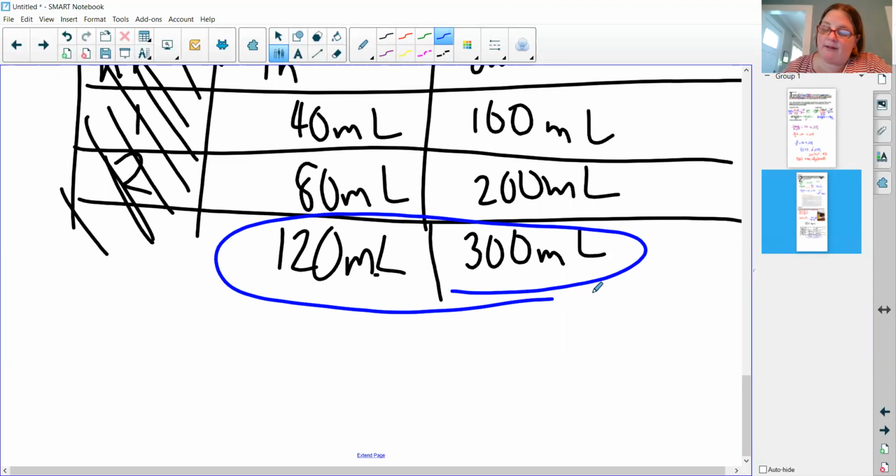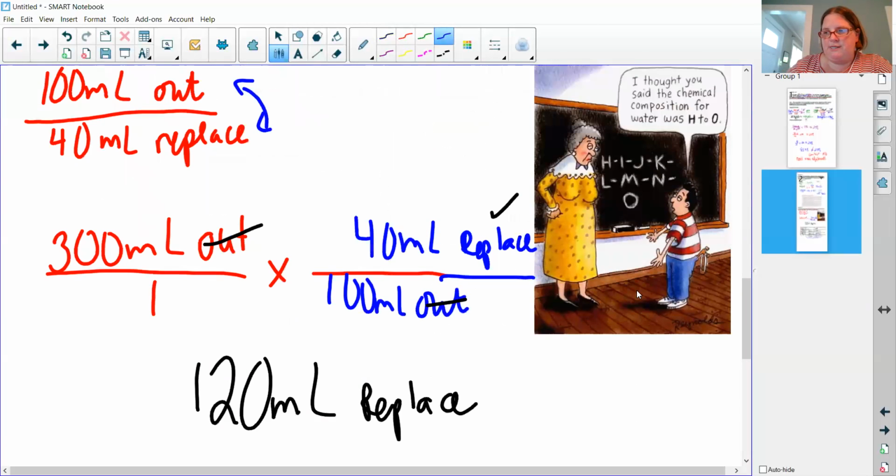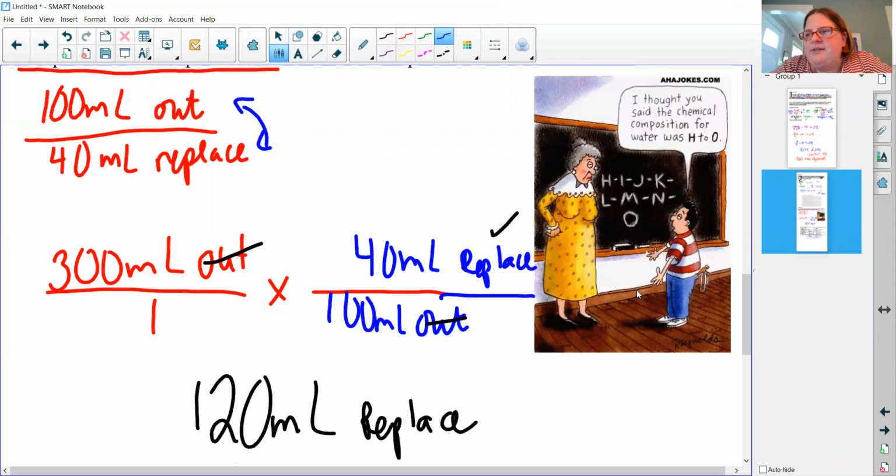That's the non-mathematical way. What's this that happened? This says, I thought you said the chemical composition for water was H-I-J-K-L-M-N-O. And that's me telling you, no, it's H2O. And you're like, yeah, H2O. That's why we sometimes get confused with each other while we're talking, because saying one thing and interpreting it is a whole different thing.